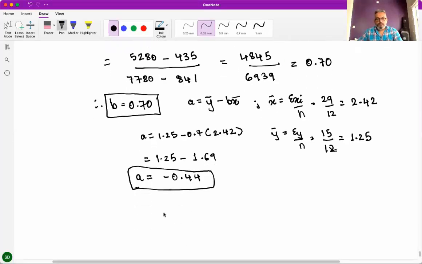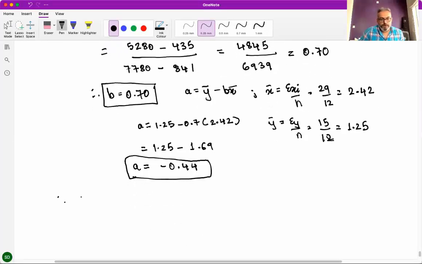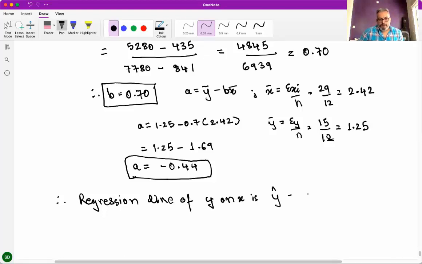Therefore, regression line of y on x is y cap is equal to minus 0.44 plus 0.70 x.